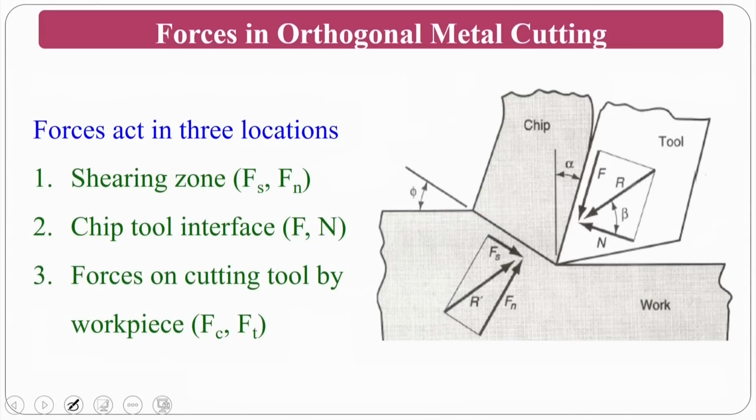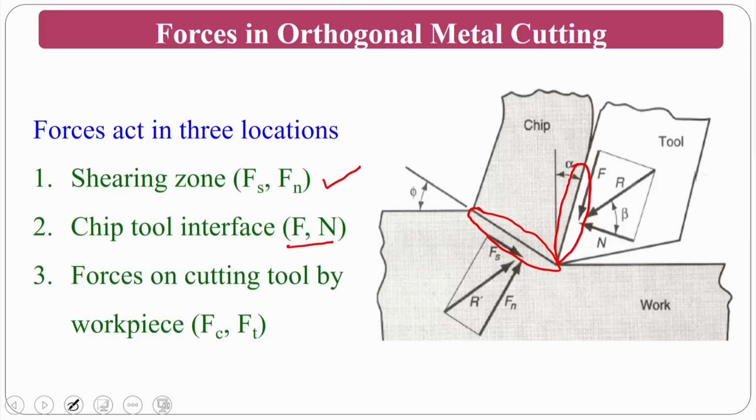So there are the forces in orthogonal metal cutting, that is, the machining process. Forces act in three locations. One is the shearing zone, where there is the shear force and a force normal to the shear force. The other is the chip-tool interface, where normally there are two forces, the frictional force and the force normal to the frictional force.